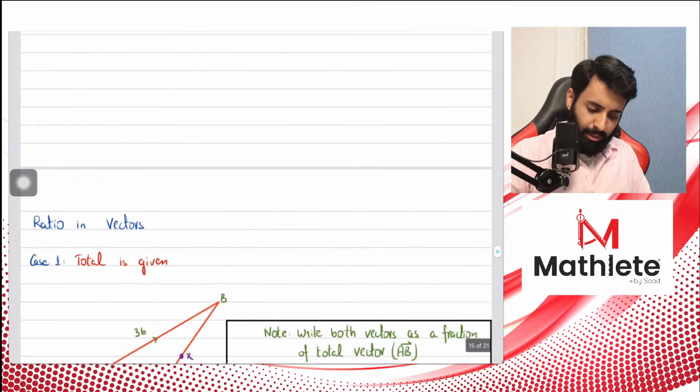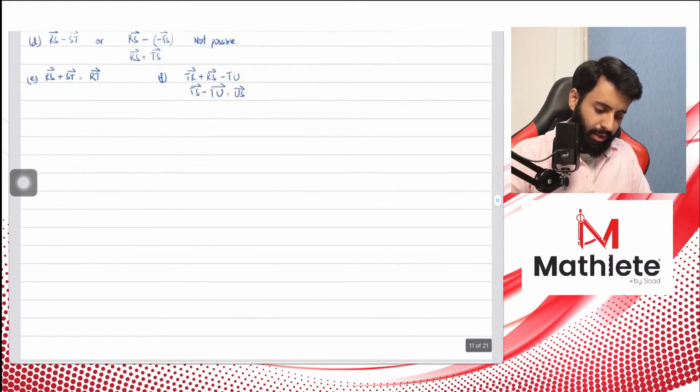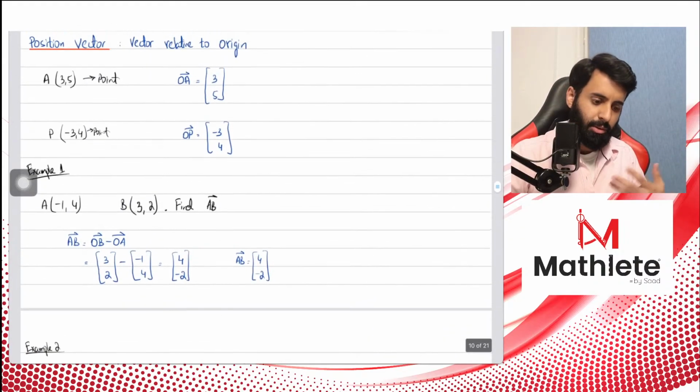Now the primary concepts as far as vectors are concerned are three: addition of vectors, subtraction of vectors, and then ratio, which includes parallel and everything.